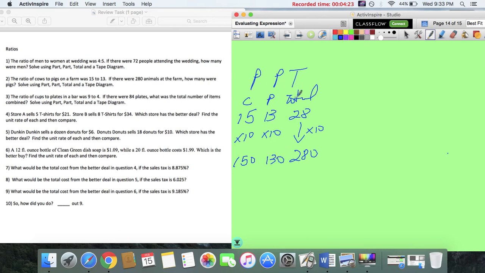And if you look again, you can always confirm if it's correct. 150 plus 130 is 280. What do we need here? The number of pigs. The number of pigs is this particular column right here. So out of the 280 animals, 130 are pigs.